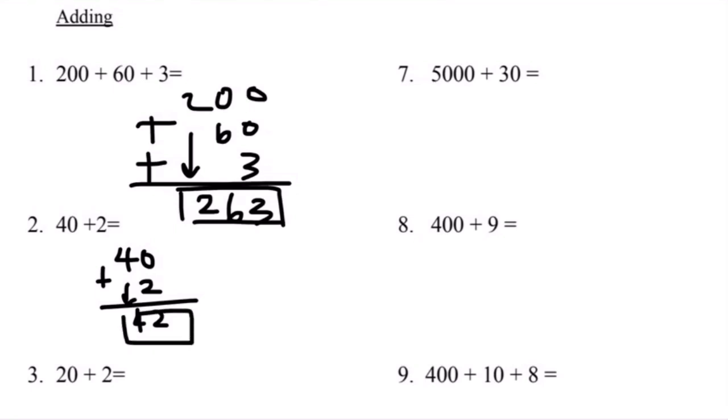Number 3, 20 plus 2. Same thing. Line the numbers vertically. 2 plus 0 equals 2. Bring down the 2. Our final answer is 22. 20 plus 2 equals 22.